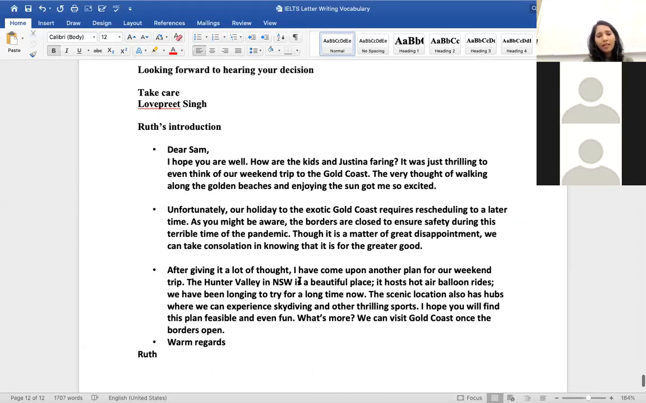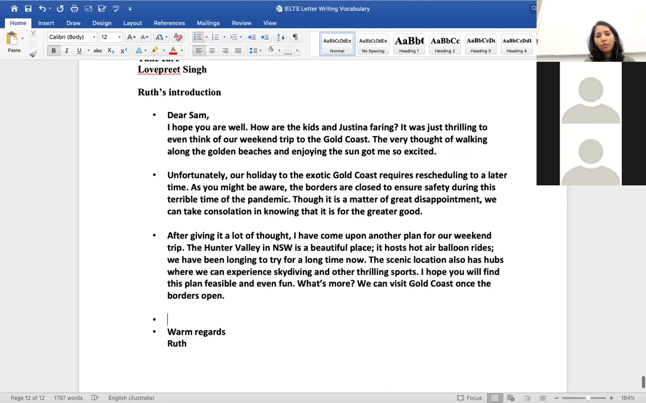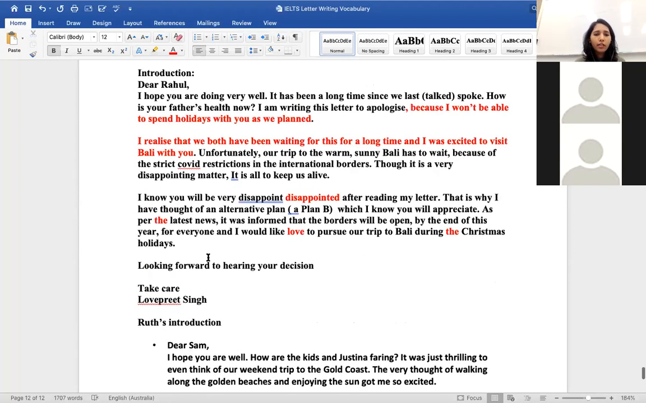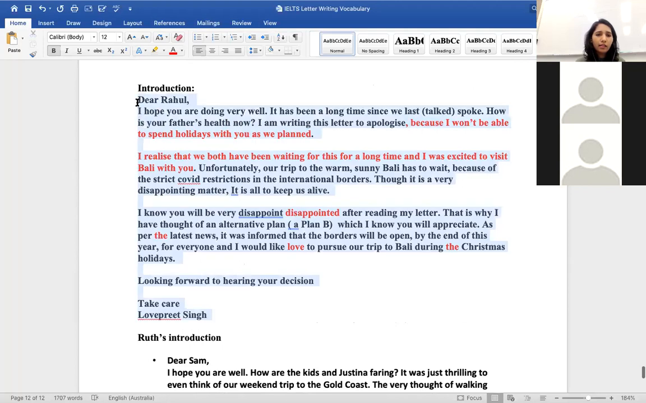The Hunter Valley in NSW is a beautiful place. It hosts hot air balloon rides we have been longing to try for a long time now. The scenic location also has hubs where we can experience skydiving and other thrilling sports. I hope you will find this plan feasible and even fun. What's more, we can visit Gold Coast once the borders are open. Warm regards, Ruth. So if you look at it, how many words is this?